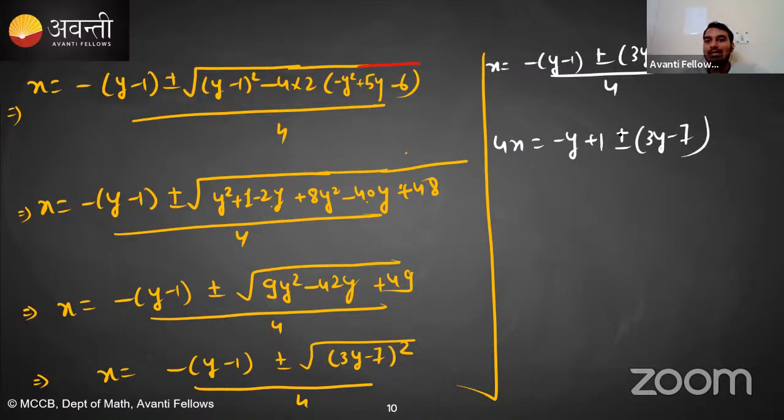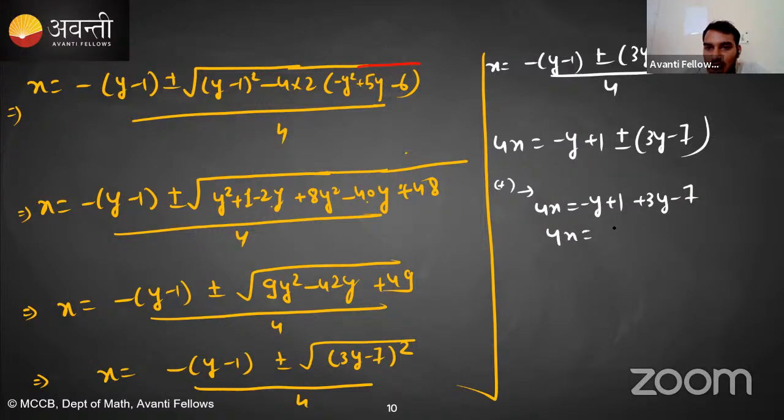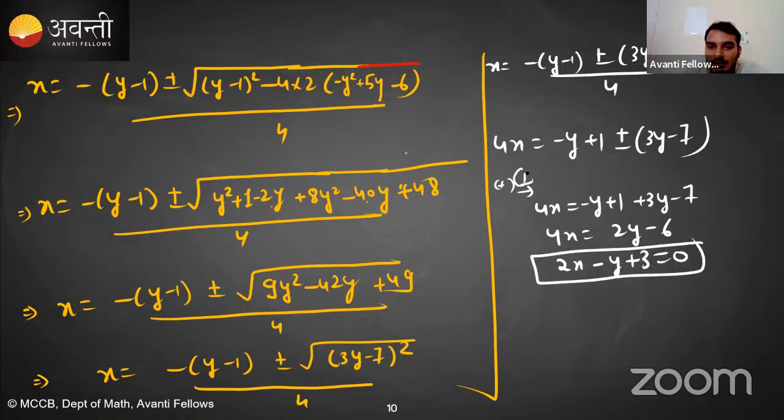So एक लाइन प्लस लेके कंसीडर कर लो, when you consider plus तो लाइन कितनी आ जाएगी? 4x is equal to minus y plus 1 plus 3y minus 7. What is this? Minus 2y. So ये आ गया 4x is equal to 2y minus 6, right? So it is 2x minus y plus 3 is equal to 0. So this is line 1, first line, right?